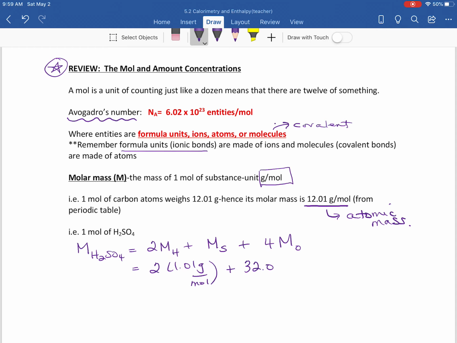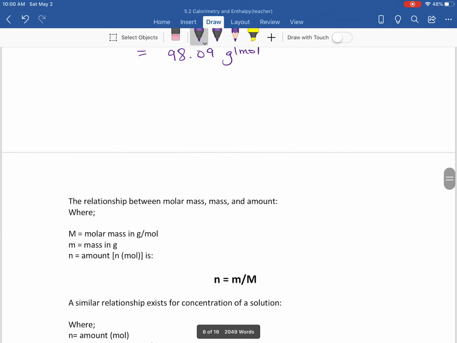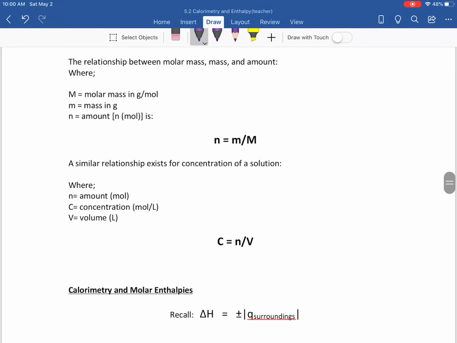When I go to my periodic table, I'll have 1.01 grams per mole for the hydrogen, 32.07 grams per mole for my sulfur, and 16 grams per mole for my oxygen. In each case, I'm multiplying that molar mass by the number of those particular atoms. So when I do my math, I get 98.09 grams per mole for sulfuric acid. What this means is for every mole of sulfuric acid, that quantity weighs 98.09 grams. So, more recap of grade 11.